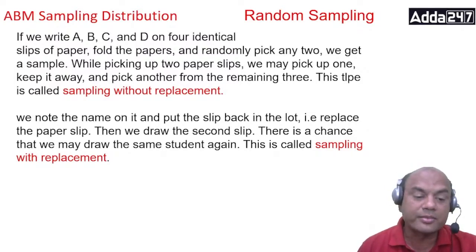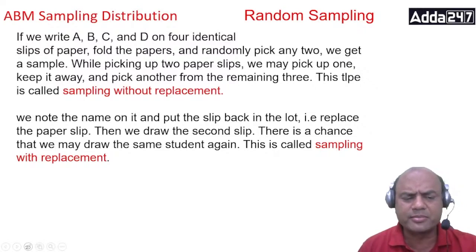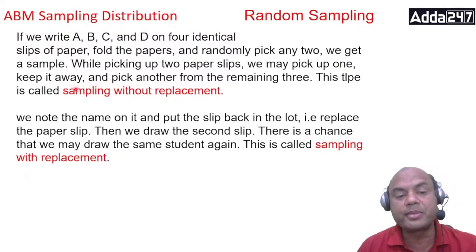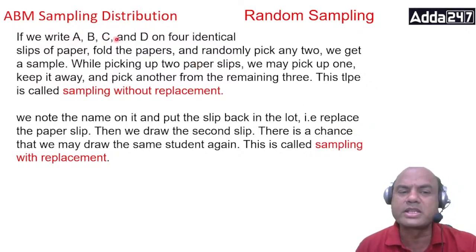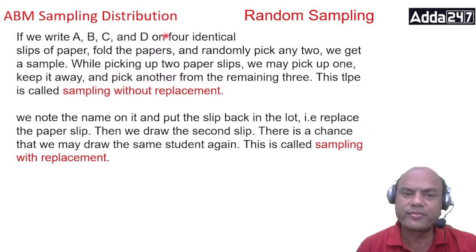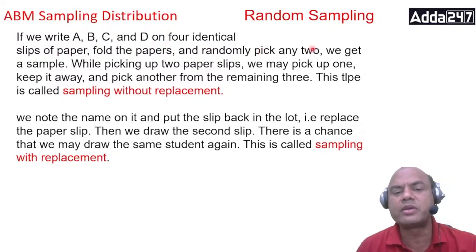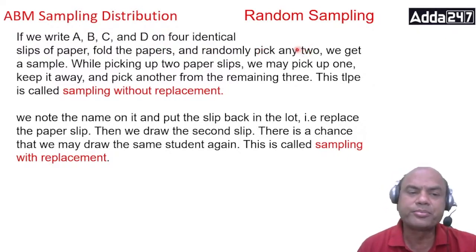Now here comes the next topic within the same random sampling. The next topic which comes is sampling without replacement and with replacement. Now this is common sense, you can understand it. Without means what? I'll take 4 chits, A, B, C and D, fold the slips of paper, and randomly pick any 2.